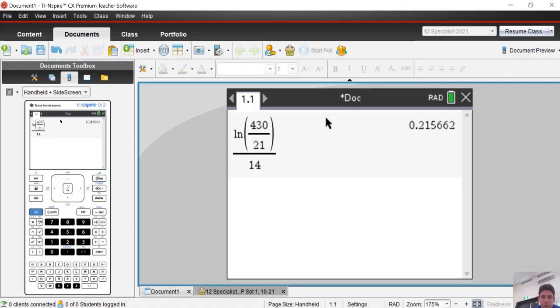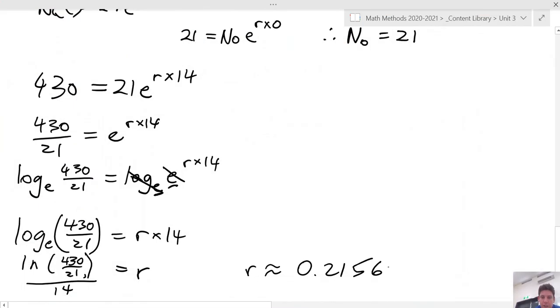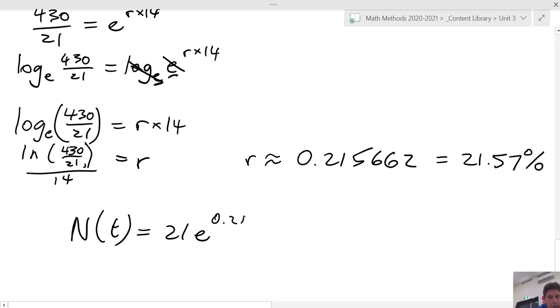0.21. Oh, I have a terrible memory. 0.2157, which is the same as 21.57%. Okay, so now we have our equation. Yes, that was just part A.